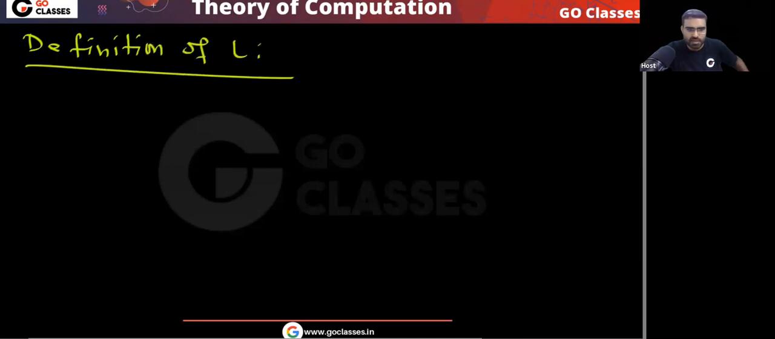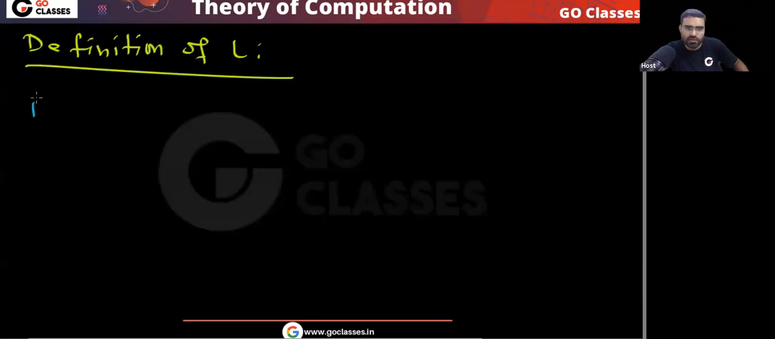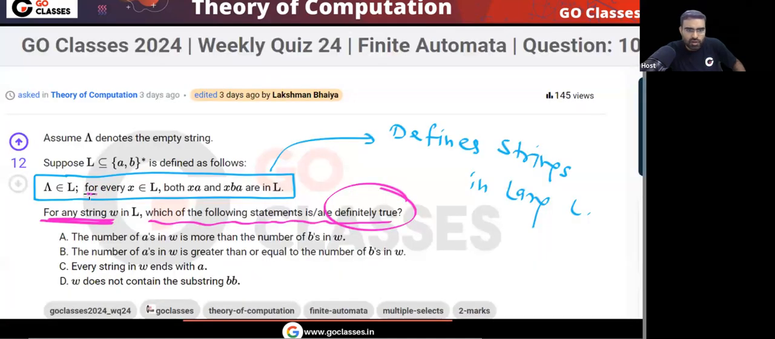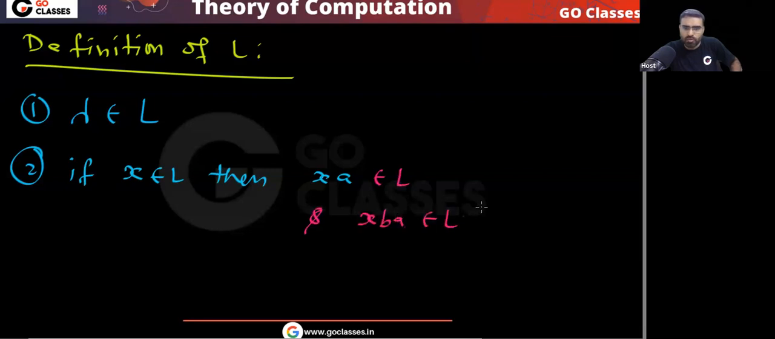It is like this. Empty string belongs to L. This is already given to you. The second point says that for every X belonging to L, XA and XBA are also in L. It means if X belongs to L, then XA also belongs to L, and XBA also belongs to L. Okay, so this is the definition.